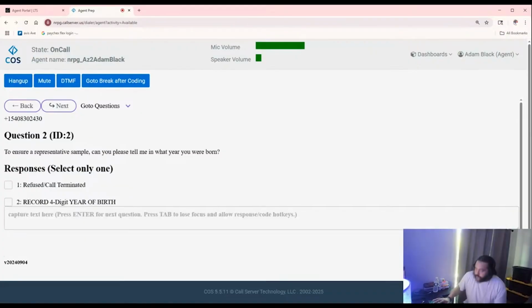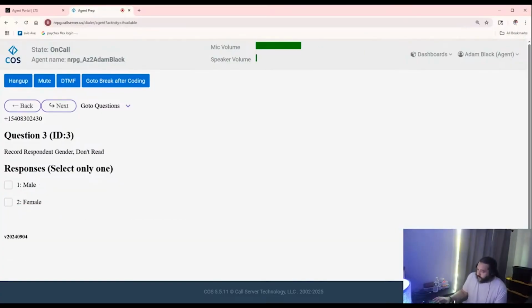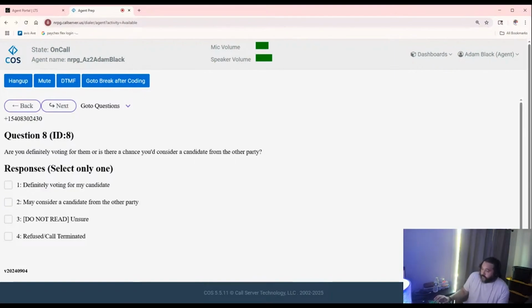And to ensure a representative sample, can you please tell me in what year you were born? 2000. 2000. Thank you. And if the election for Virginia governor was held today, would you vote for Republican Winsome Earl Sears or Democrat Abigail Spanberger? Probably the Democratic one. If the election for Virginia House of Delegates was held today, would you vote for Republican Tony Wilt or Democrat Andrew Payton? Probably Andrew Payton.